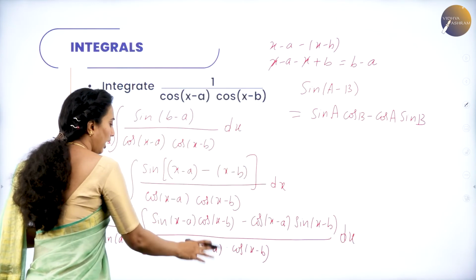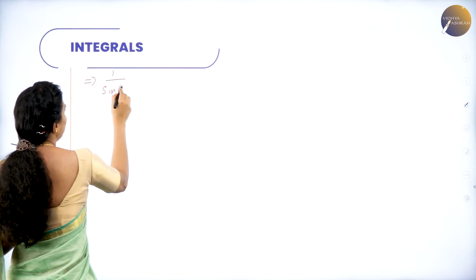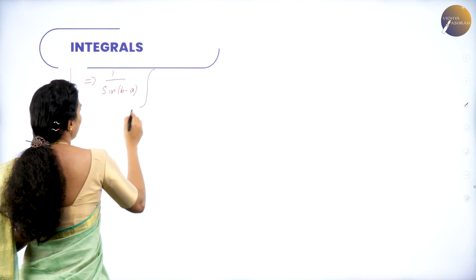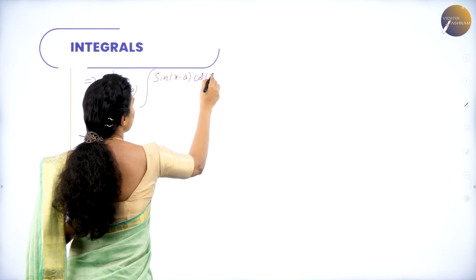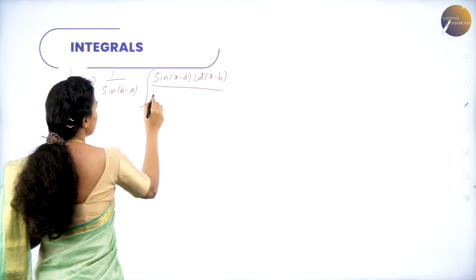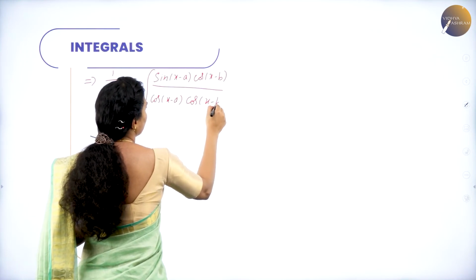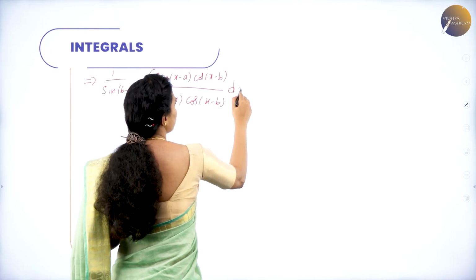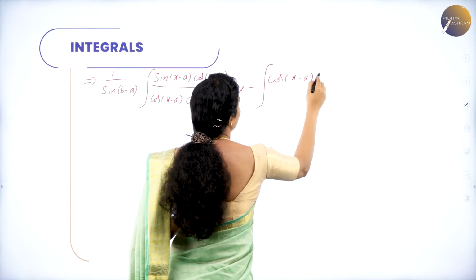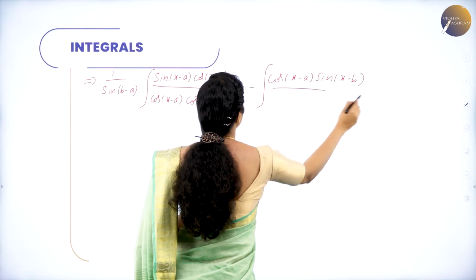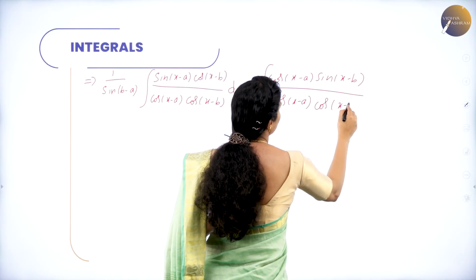Now dividing each, I am going to divide each here. So what happens? Integral of 1 over sine of b minus a, separating this: sine of x minus a into cos of x minus b divided by denominator cos of x minus a into cos of x minus b, minus, I am writing because I am separating this integral, minus integral of cos of x minus a into sine of x minus b, denominator as it is, that is cos of x minus a into cos of x minus b into dx.